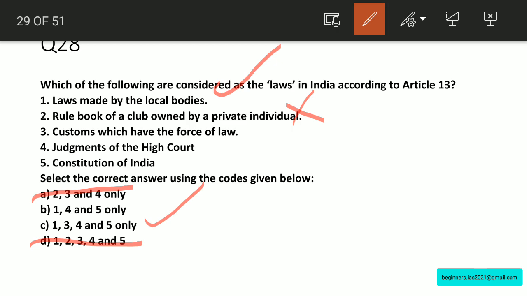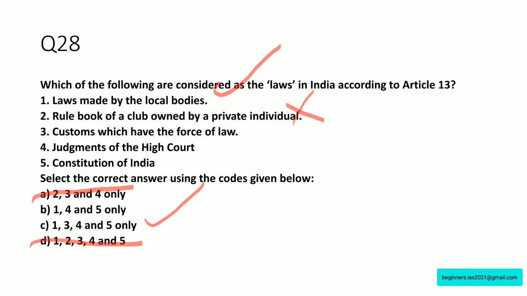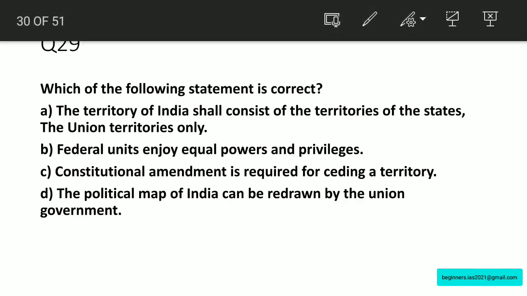See, the customs come under non-legislative sources of law. The judgment of the High Court can be considered as law under statutory instruments. So these are the important points related to Article 13. Let us move on with question number 29.